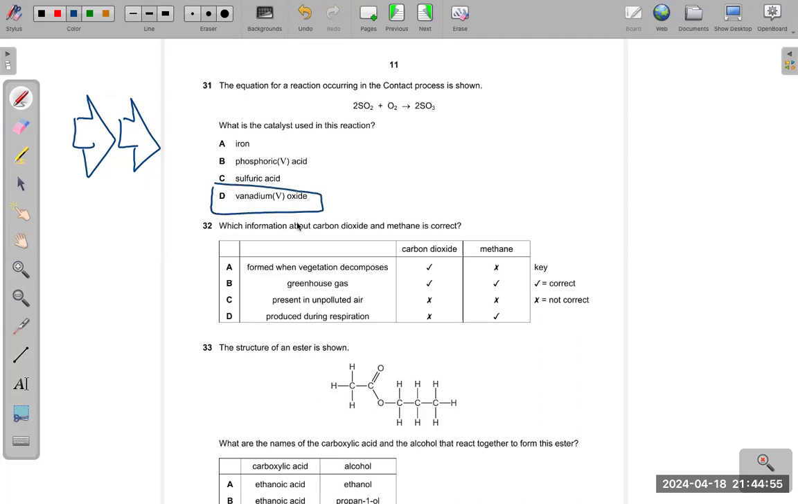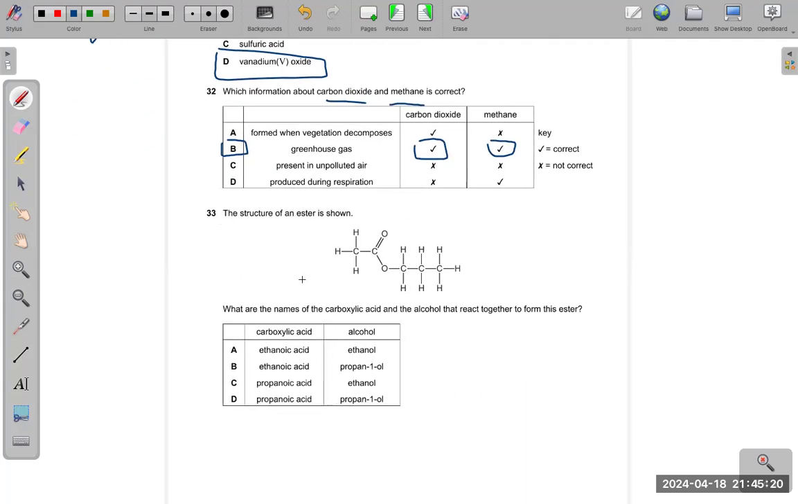So it is 31D. Which information about carbon dioxide and methane is correct? Formed when vegetation decomposes. Greenhouse gas present in unpolluted air, produced during respiration. So I can say that both of them are greenhouse gases. They cause an increase in the temperature, carbon dioxide and methane.